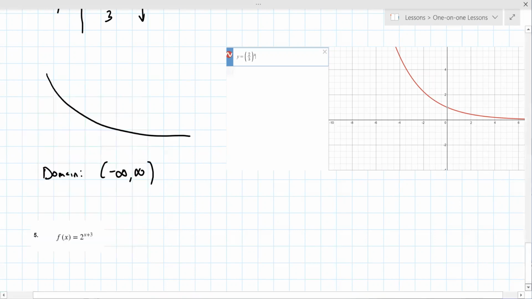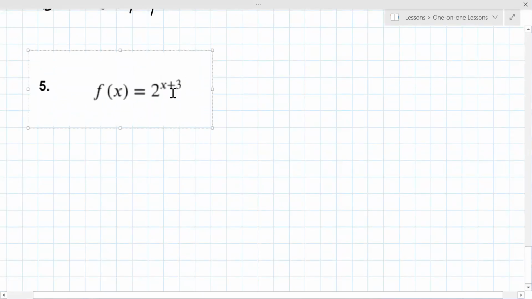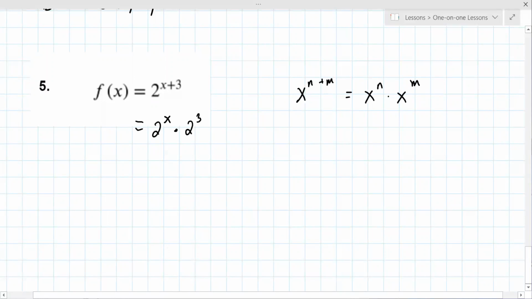So there's a couple of things that you can do to number 5 to answer these questions about whether it's increasing or decreasing. This one's different because there's this +3 here. Now there's a property that says if you have x to the n plus m, this is the same as x to the n times x to the m. And what that means is each of these exponents goes with the base. So this is really 2 to the x times 2 cubed. And you might be wondering why I'm doing that, and it's to help with trying to figure out whether it's increasing or decreasing. So this is 8. We can write that in front. 8 times 2 to the x power.